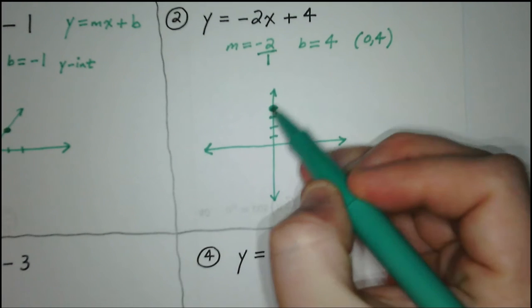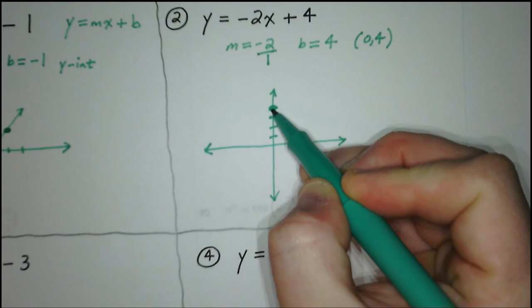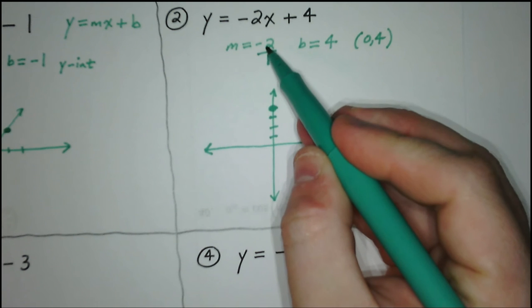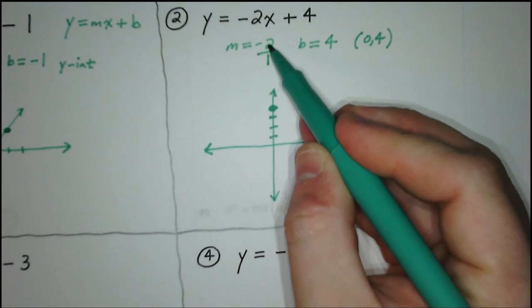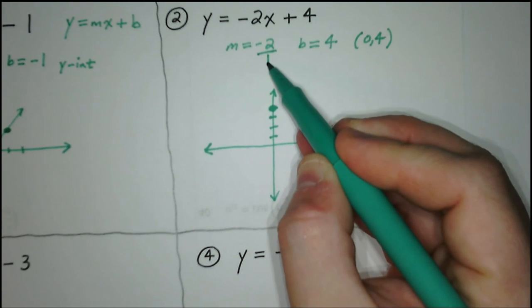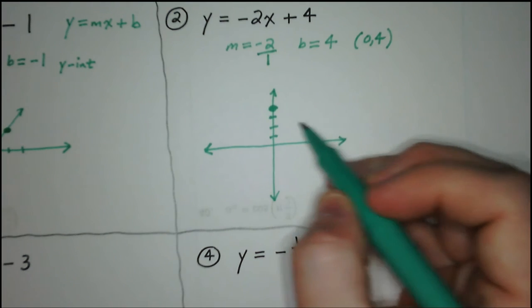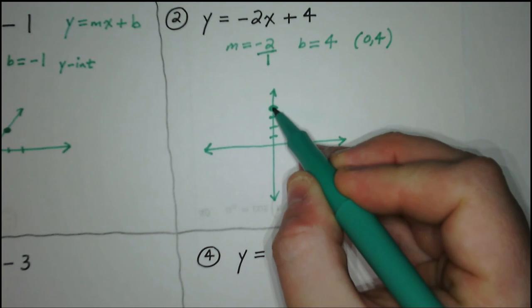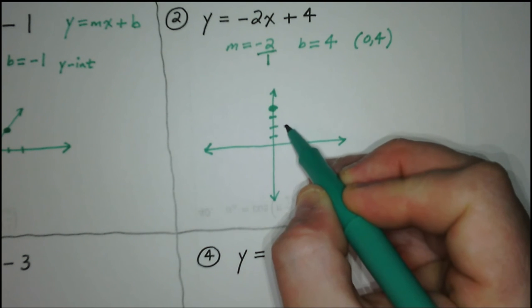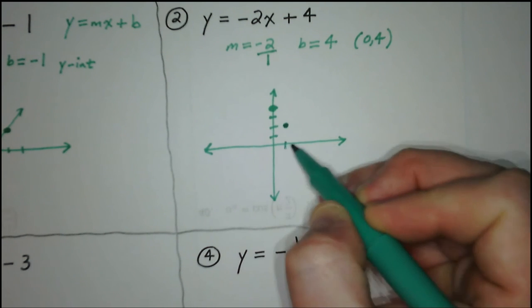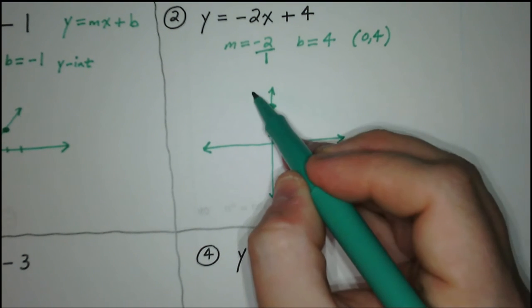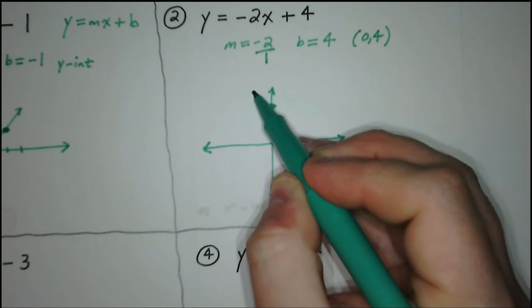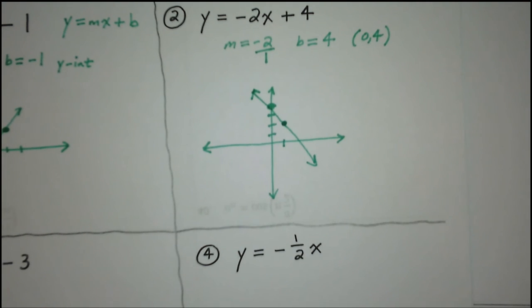And so we are at our y-intercept of 4, and having a -2 rise, that means we're going to go down 2, and then a +1 means we're going to go to the right. So we're going to go down 1, 2, and then to the right 1, and there's the quick little sketch of our line.